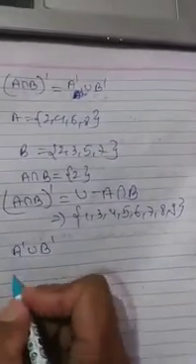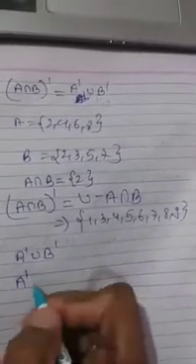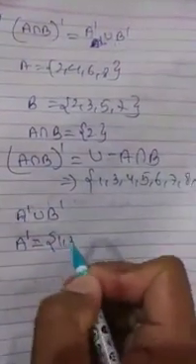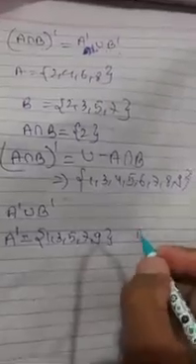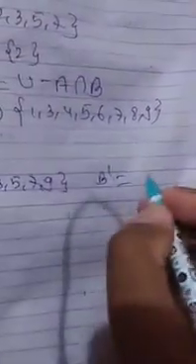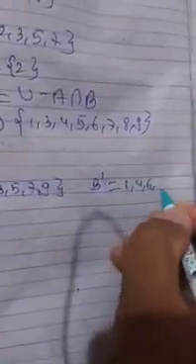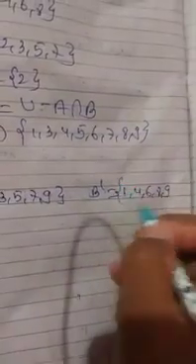Now we have to find A complement union B complement. So first we will find A complement. So what will be A complement? We found in the first part A complement as {1, 3, 5, 7, 9}. And also B complement, what was B complement? {1, 4, 6, 8, 9}.